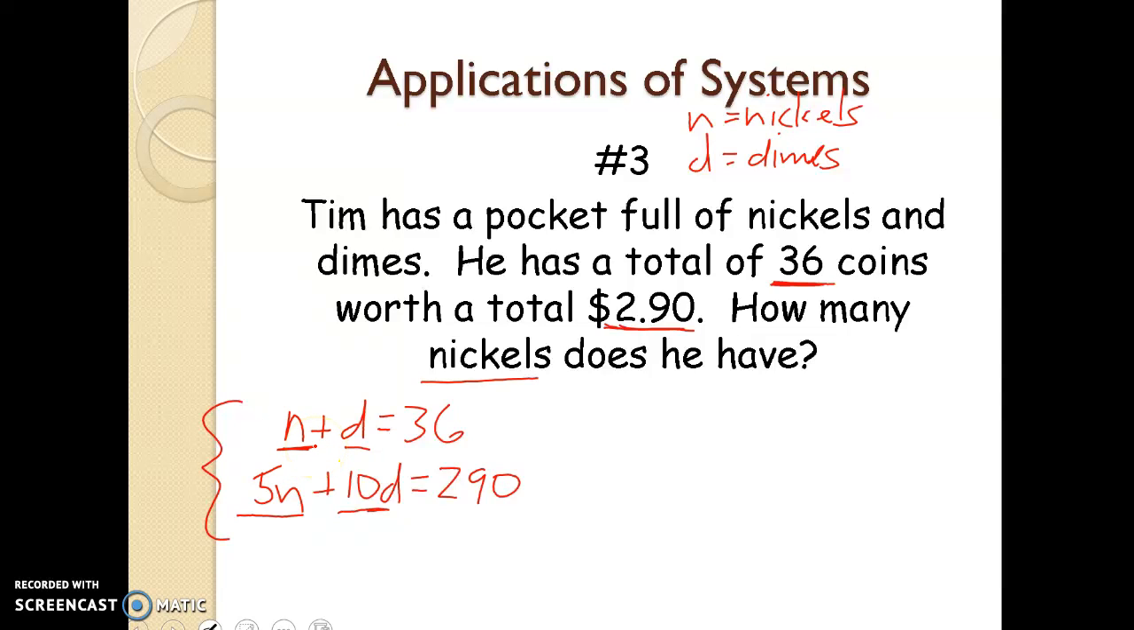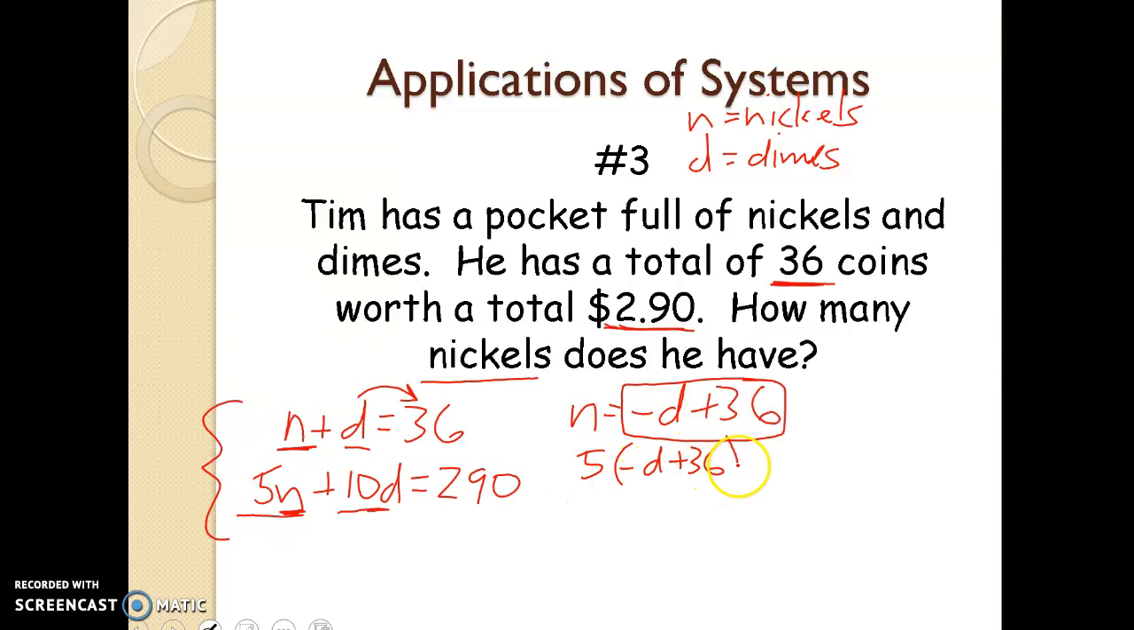I'm going to get this N here by itself. I'm going to subtract D from both sides. So I'm going to have this equation: N is going to equal negative D plus 36. What I did is I just moved this D over to that side by subtracting D from both sides. Then I can substitute negative D plus 36 in for this N. So it's going to look like this: 5 times (negative D plus 36), plus 10D equals 290.